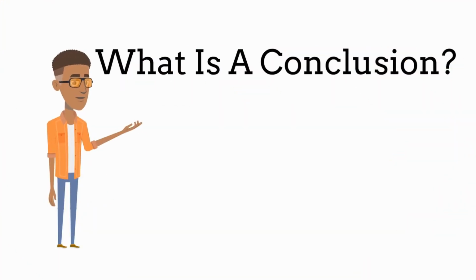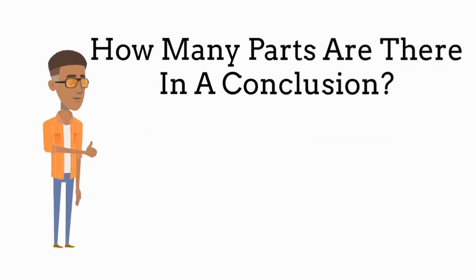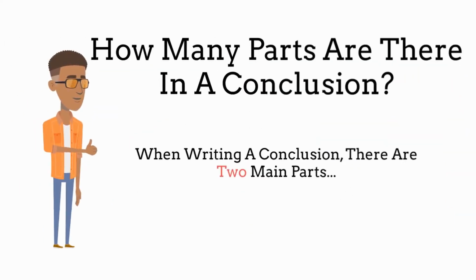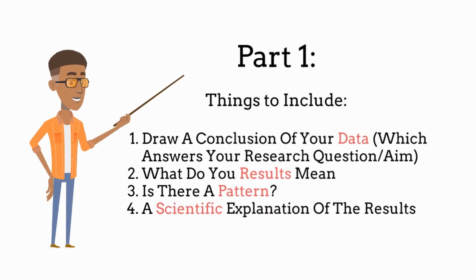Conclusion. A conclusion is the part in a lab report where you sum up the results for your reader. When writing a conclusion for a lab report in M1P 1-3, there are two main parts. First of all, you'll want to start by drawing a conclusion of your data, which should be a direct answer to your research question/aim. In other words, you write down what your results mean. What do they show? Is there a trend or pattern in the data?